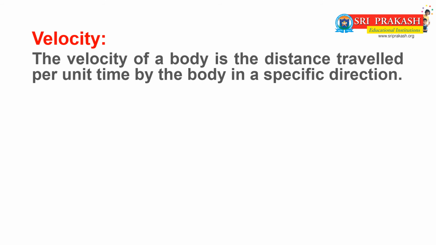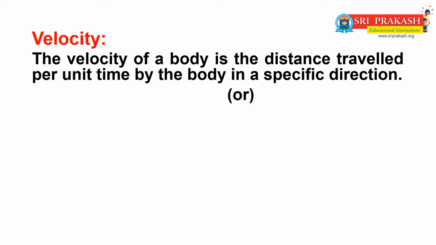Velocity. The velocity of a body is the distance traveled per unit time by the body in a specific direction. A similar kind of definition we have read for speed. The only difference is the direction should be specified with velocity. So velocity will be a vector quantity.